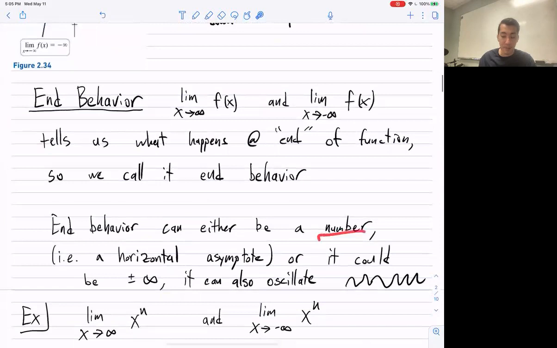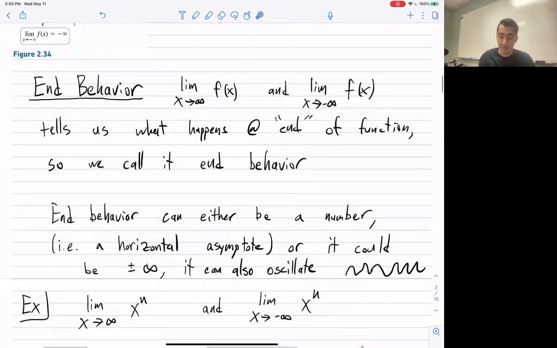An end behavior can be a number, right? It could be a horizontal asymptote, or it could be plus or minus infinity, but it could also oscillate. And so it doesn't have to be plus or minus infinity. It could just not exist.